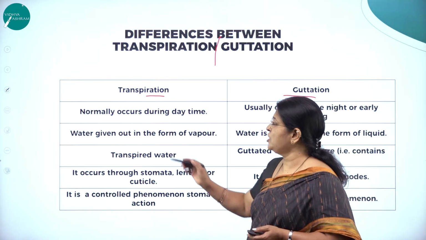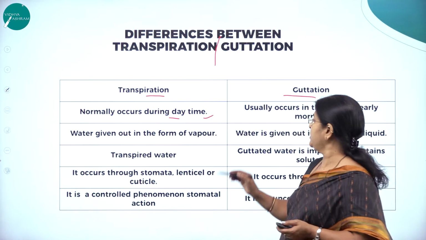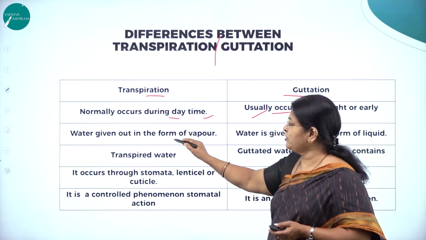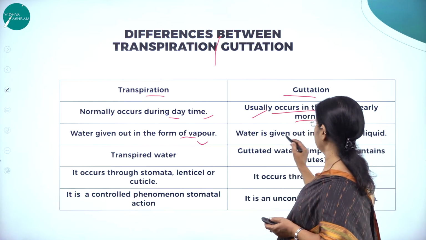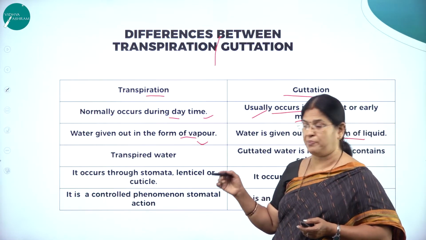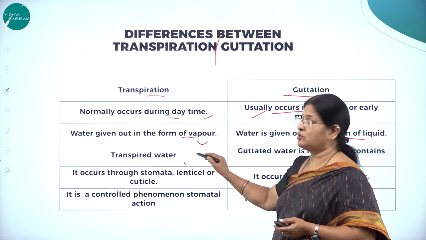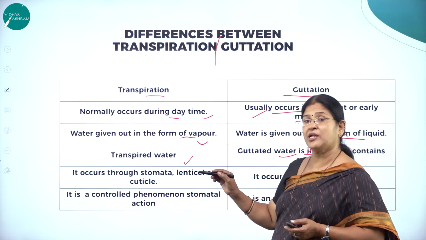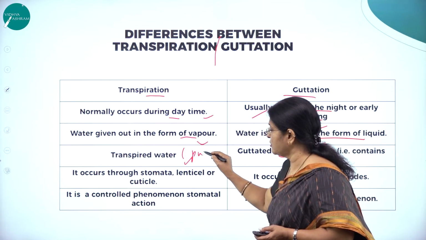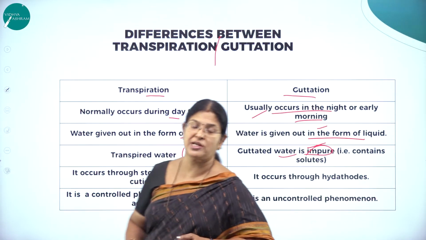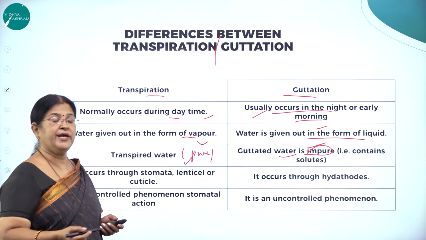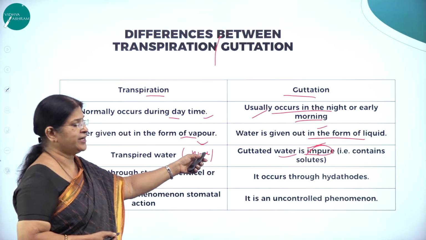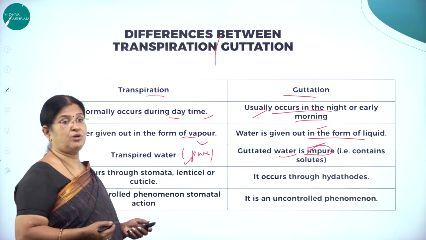So what is transpiration? It normally occurs during daytime. Guttation usually occurs in the night or early morning. In transpiration, water is given out in the form of water vapor. In guttation, water is given out in the form of liquid water droplets. The water expelled in the form of water vapor is called transpired water, which is pure. Whereas guttated water is impure, that is, it contains solutes.